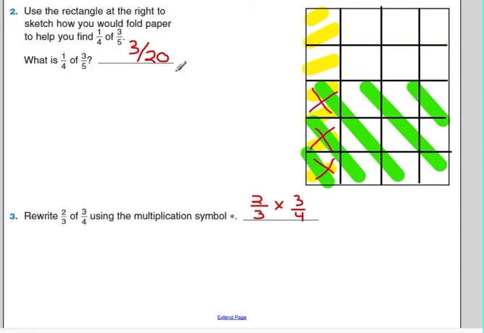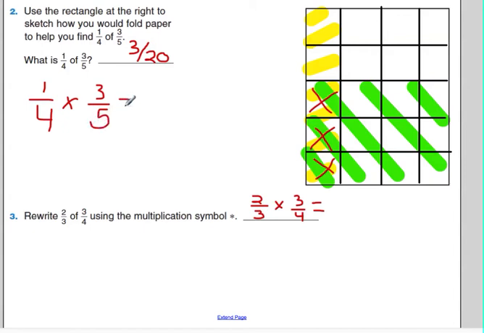3/20. Well, here's the cool thing about multiplication. Oh, this is a different problem. Different problem. Let's go back to this problem here. Let's say we had rewritten 1/4 of 3/5. Okay, I want you to do this in your journal too. So we're going to rewrite it as 1/4 times 3/5.